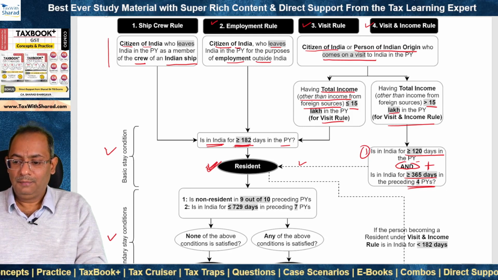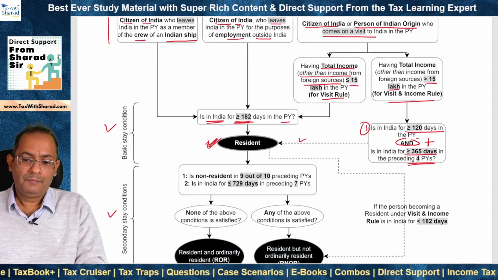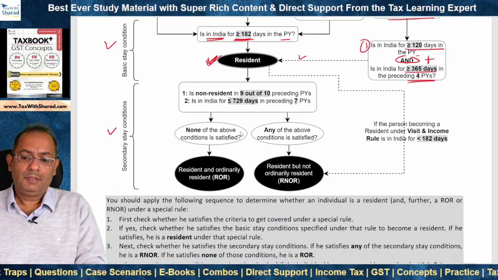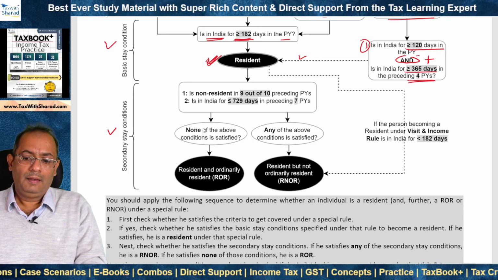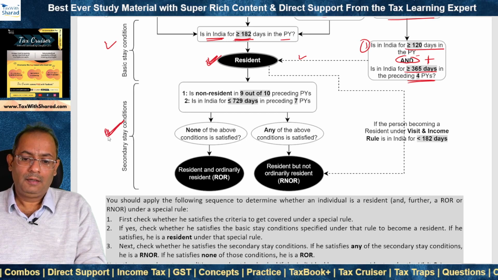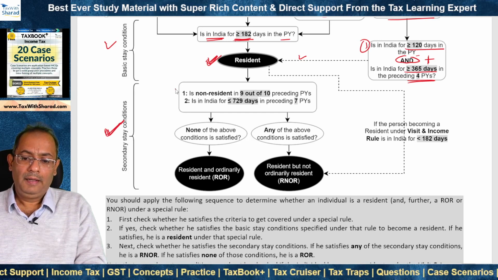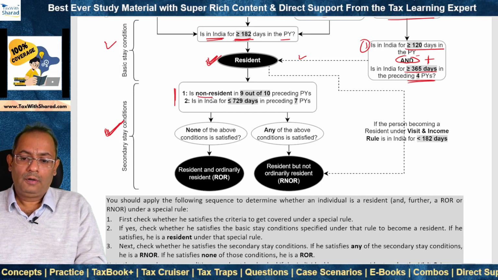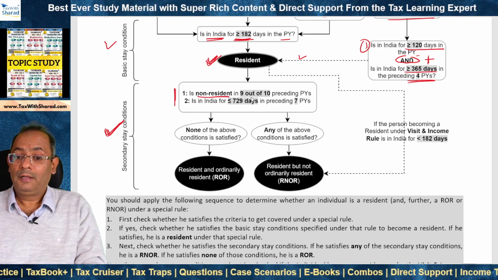Now, once a person becomes a resident under a special rule, then it needs to be further checked whether the person can be classified as a ROR or a RNOR, and for that we need to check the secondary stay conditions, right? There are two things that we need to check. Whether the person is a non-resident, that means not a resident.